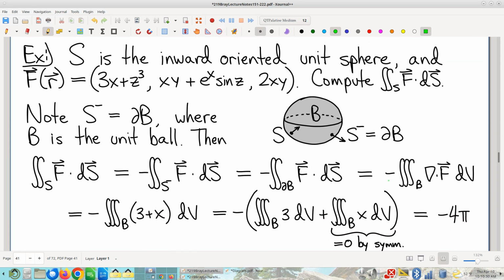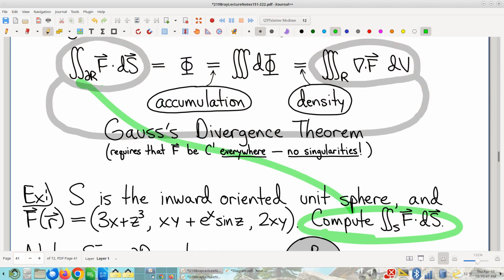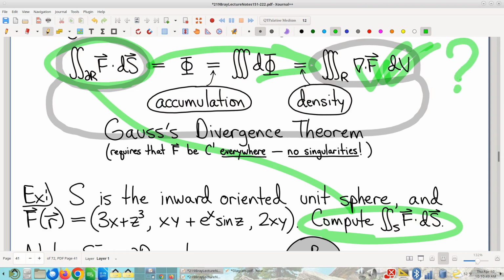Excuse me. So we want to compute a flux. You'll notice right there, right? Surface given, vector field given, and we want to compute a flux. Okay, well, shoot, that flux is something that apparently I can turn into a triple integral. Boom! Why don't we just do that? Everybody see the allure there, right?